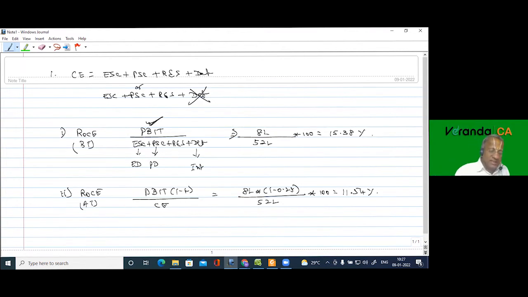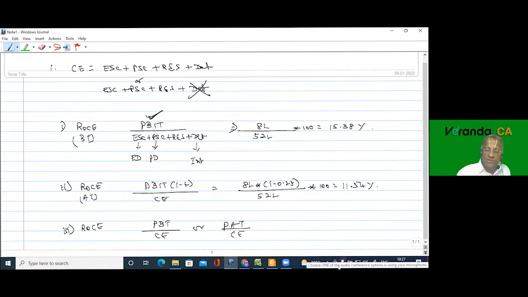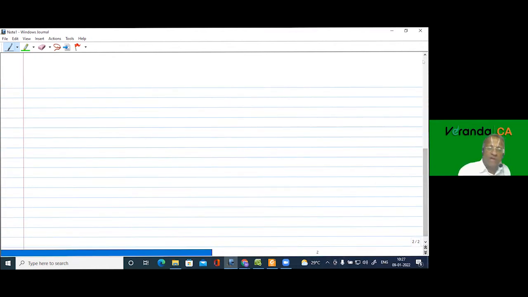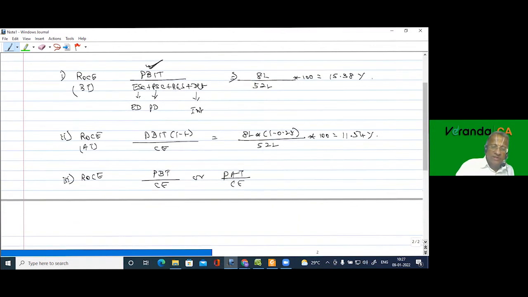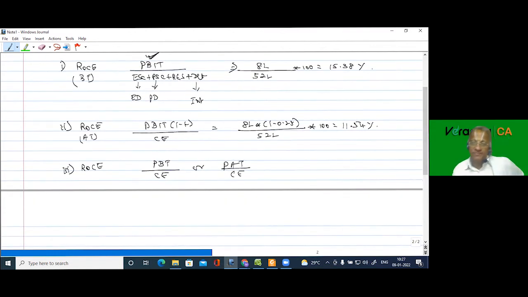If that be the case, then return on capital employed, when I don't have debenture, I should not be having interest in this. It is profit before taxation divided by capital employed, or it could be profit after taxation divided by capital employed. People might ask, sir, how do you arrive at that? No problem. When you find capital employed, equity is the base. In equity, you can have preference share capital also. They are like equity capital, equity holders only.